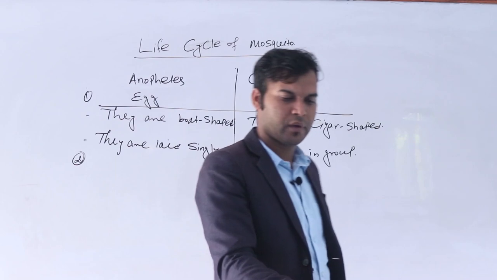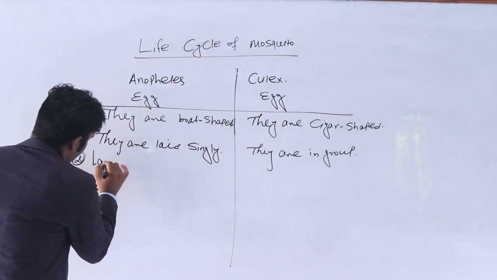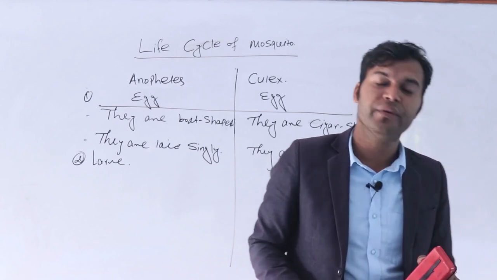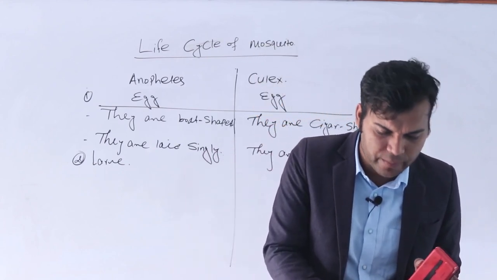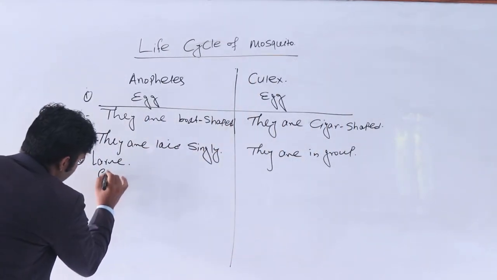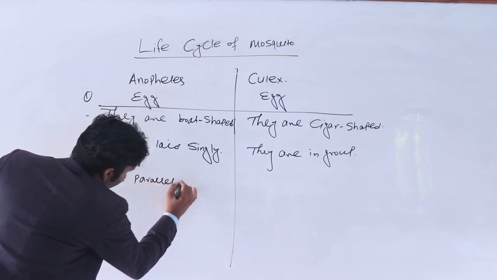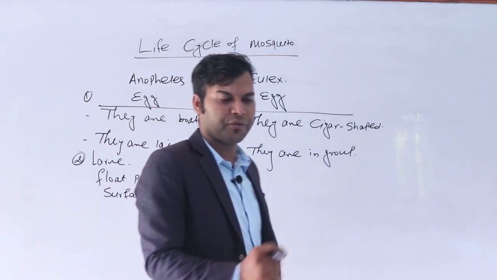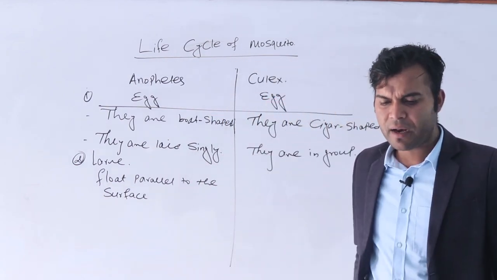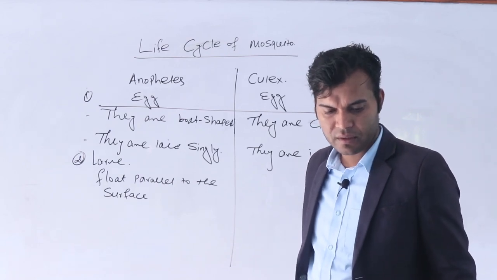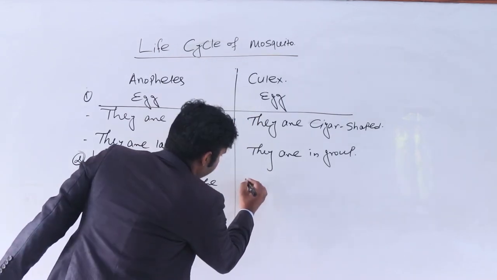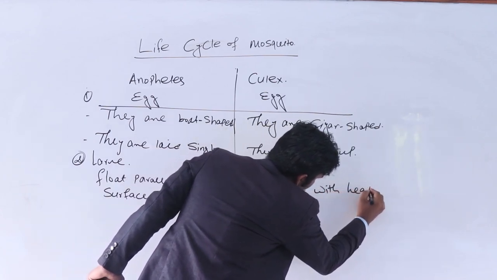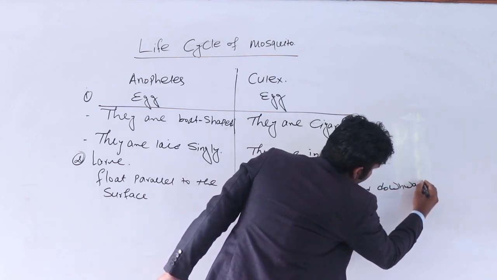Number two, from the larva. How do we separate from the larva? From the larva, anopheles float parallel to the surface. Isn't it? Look there. They are floating parallel to the surface. Culex larvae have the head downward.